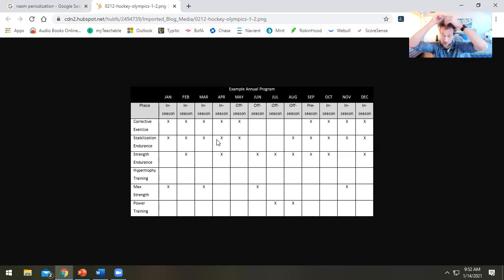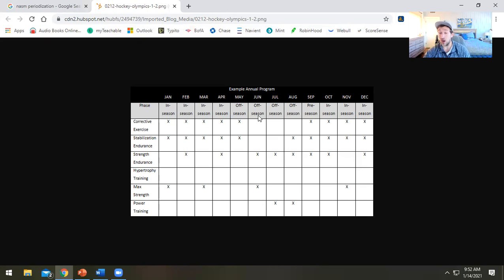And then you can see our first month of the off season in May, we do just corrective and stabilization. It's the end of the season. They've worked really, really hard. They're going to be beat up. Hopefully they went to the playoffs or the finals of whatever sport it is that they're playing. And so because of that, we definitely want to make sure that, since they've been playing all year, we give them a month to really just reset the body and take it easy.